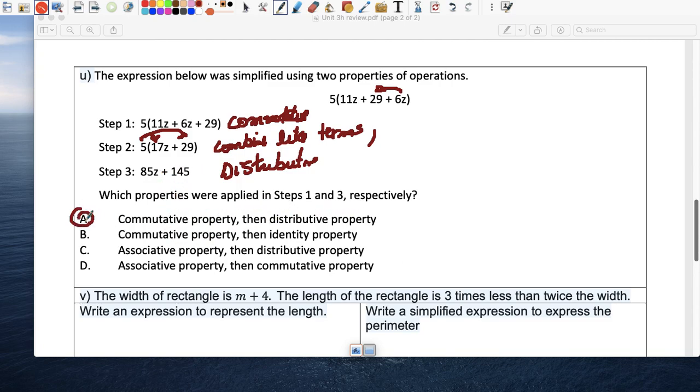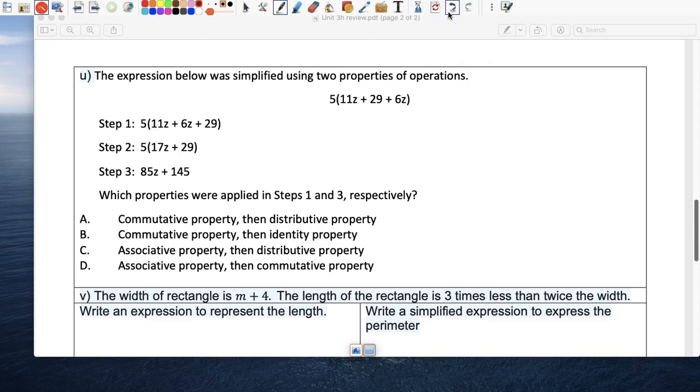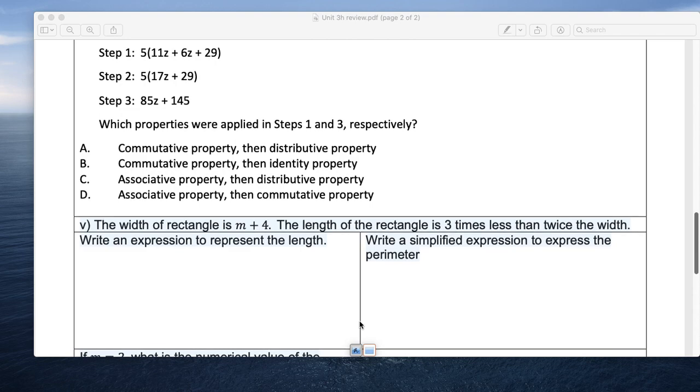A: commutative property, then identity property. No idea what that is. Associative property, then distributive property. No. Associative property, then commutative property. No. So the only one that really makes sense is letter A.